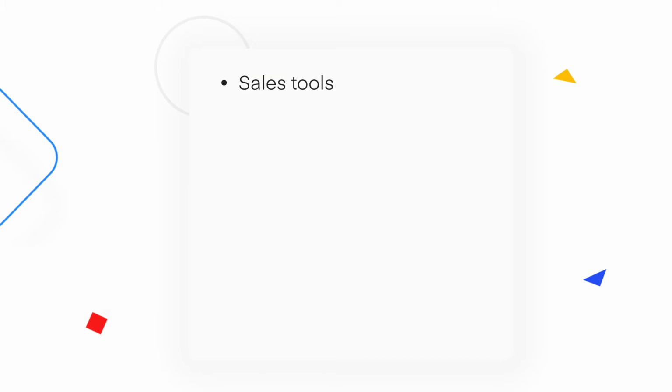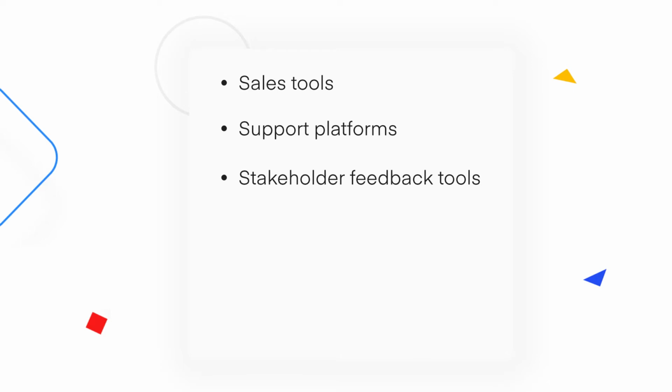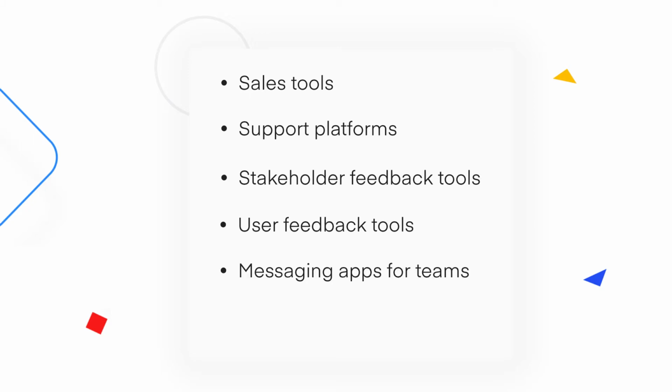That could include sales tools for collecting loss analysis logged in a CRM, support platforms for surfacing product usability issues in support tickets, stakeholder feedback tools like a feature request form, user feedback tools like a survey used to better understand some user need, messaging apps for teams where no user insights should ever go to waste, even design tools like Figma, where comments on prototypes can be captured and associated with related feature ideas.